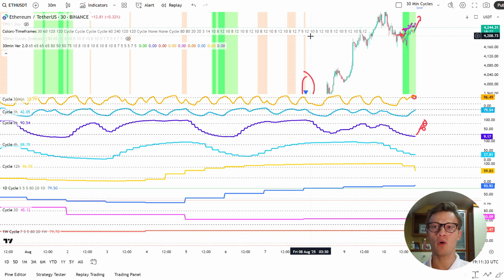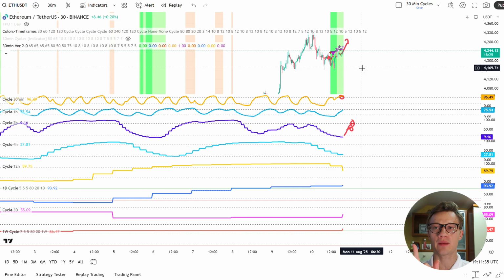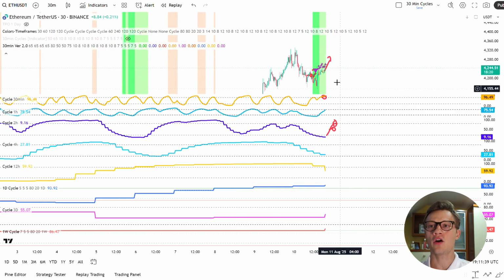The same with overbought. We're currently overbought on the higher time frames, the 1 day, the 1 week, and the 2 week. However, we are still not overbought on the smaller time frames. So the top is near, but the top is not there yet. That's how you analyze the market.